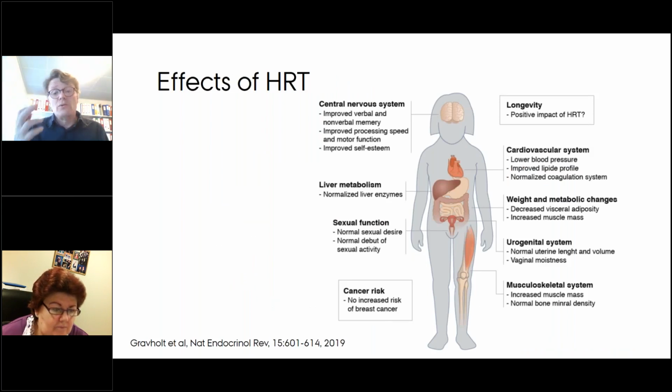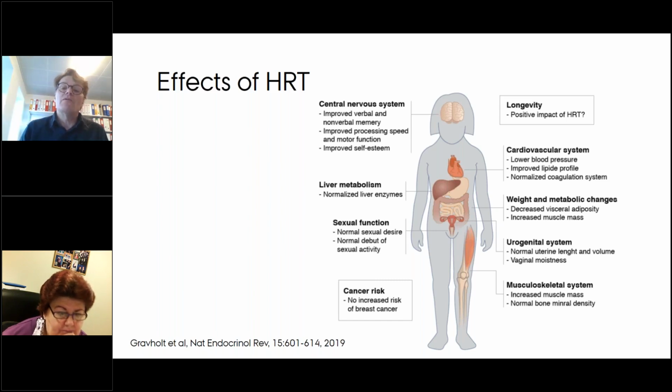So returning to the effects of hormonal replacement therapy, we think we can say that there are a number of important organs that need HRT, appropriate HRT, and I have listed them here in this figure. The central nervous system, there's still a lot of studies to be done here. We know that it's important for liver metabolism. We know it's important for normal sexual function.